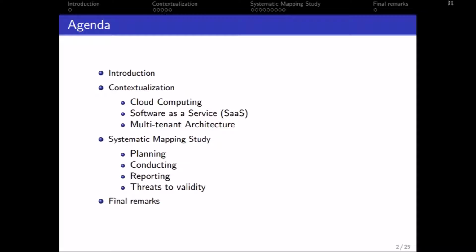First, I will present a brief introduction about the paper. After that, I will discuss the most important issues involved in this research, such as cloud computing, software as a service, and multi-tenant architecture. From this contextualization, I will show the three main phases of the study: planning, conducting, and reporting. Finally, the strategies to cover the threats to validity and some final remarks.